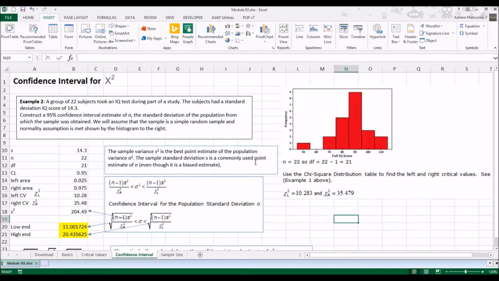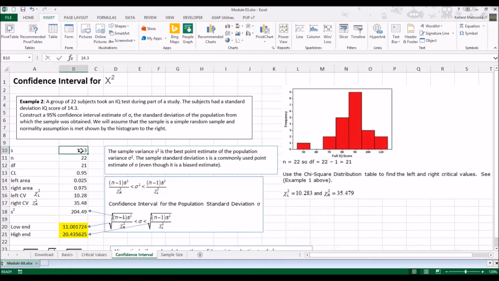The sample variance, S squared, is the best point estimate of the population variance, sigma squared. That's why S is given to you. The sample standard deviation is a commonly used point estimate of sigma. It is a biased estimate, but that's the best we've got. So let's figure out the confidence interval, and this is the formula here. There's the left side and then the right side. This requires n s squared and then chi-squared on the right and on the left.